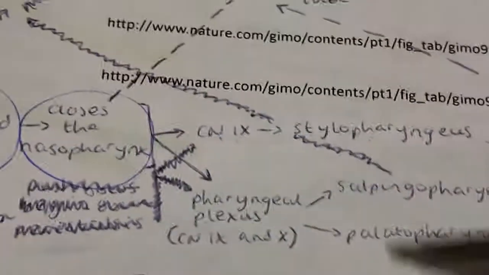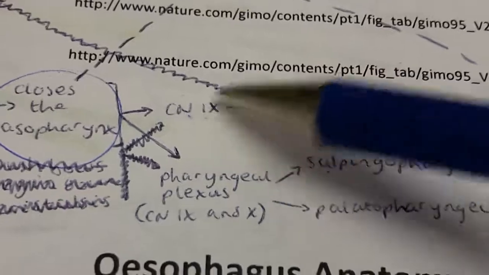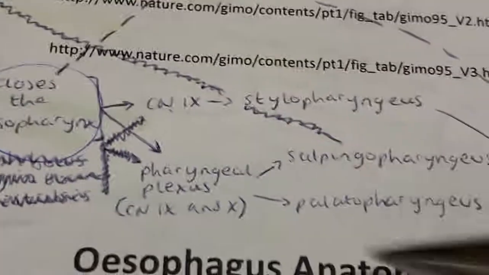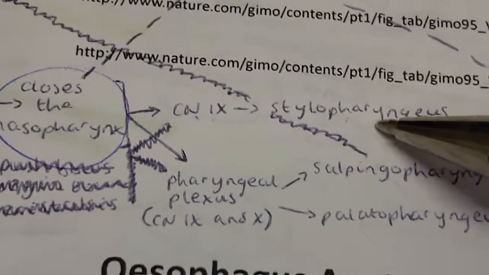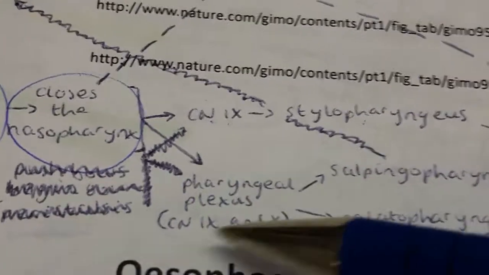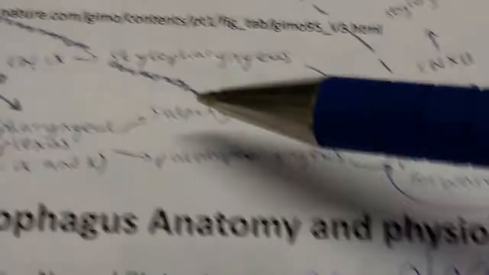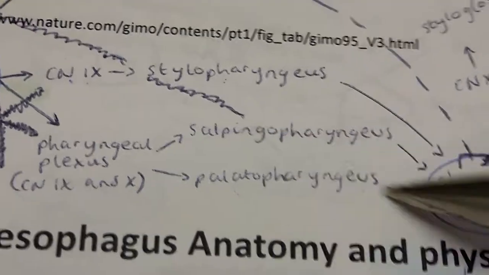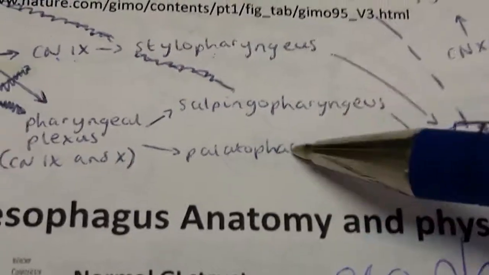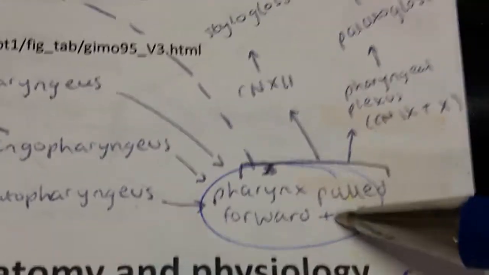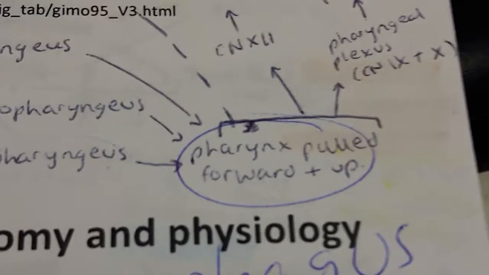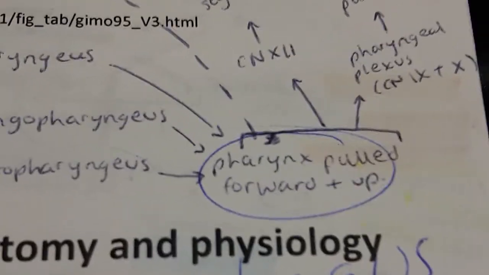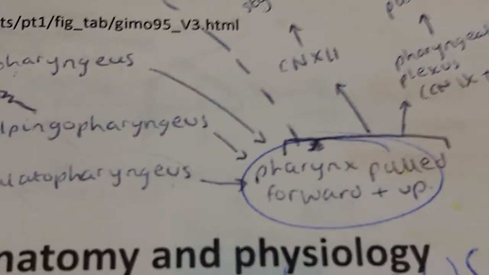And in terms of innervation, once you've closed the nasopharynx, you then stimulate cranial nerve 9, which is the glossopharyngeal, to stimulate the stylopharyngeus, and the pharyngeal plexus, cranial nerves 9 and 10, to stimulate salpingopharyngeus and palatopharyngeus, these three being the longitudinal muscles of the pharynx, which pulls the pharynx forwards and upwards to the food. So you'll note when you swallow, a lot of the structures in your neck move upwards. That's the pharynx, and the larynx moving forwards and up to the food.